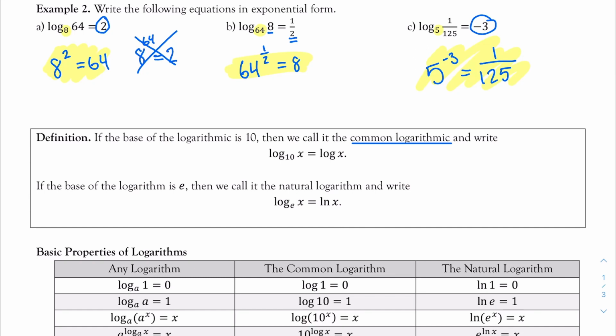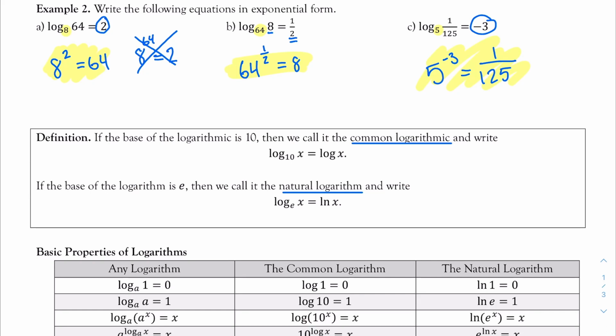Now, if the base of my logarithm is e, remember e is a special number, it's approximately 2.718, something like that, then we actually call it the natural logarithm. In other words, whenever I have log base e of x, we just write it as ln of x. The reason that we have these two notations is that the common logarithm and the natural logarithm often come up in many applications. So we have the definition of the common and natural logarithm.